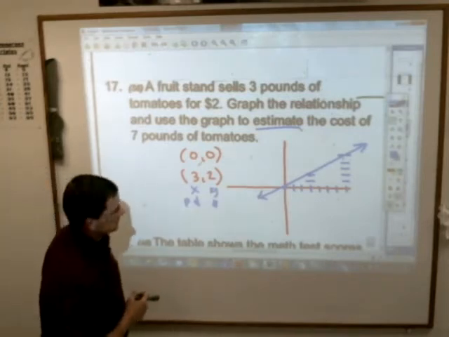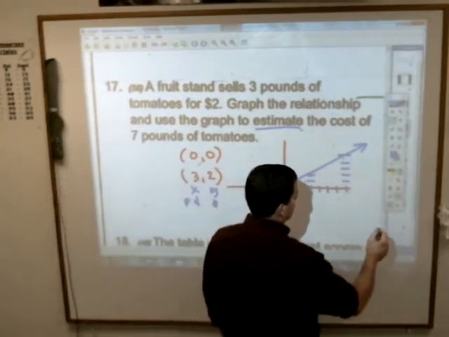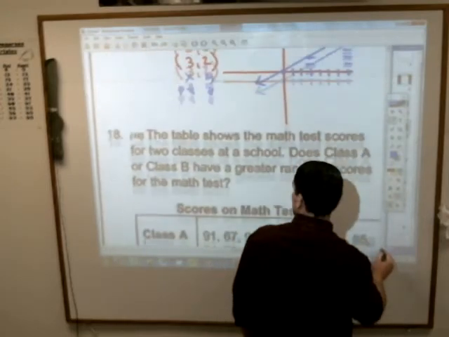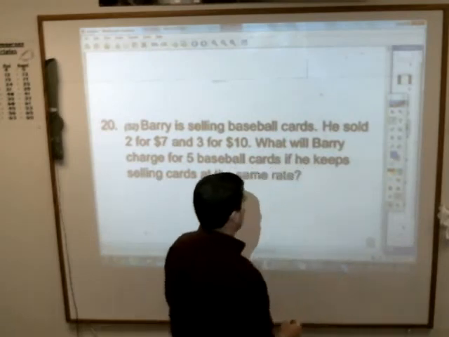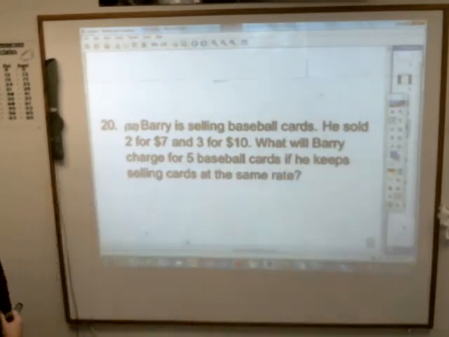Kylie. 20. Barry is selling baseball cards. He sold 2 for $7 and 3 for $10. What will Barry charge for 5 baseball cards if he keeps selling the cards at the same rate?